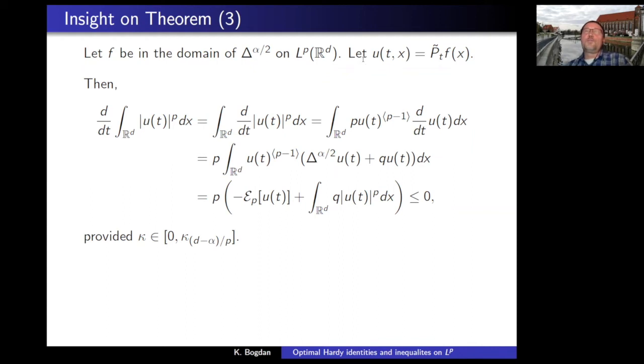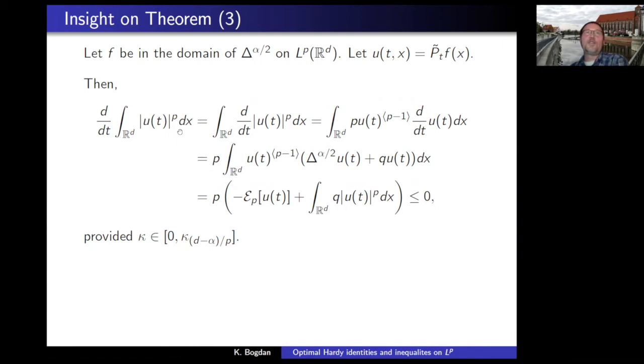I want to perform some formal calculation here. Let F be the domain of the fractional Laplacian on L^p. Let u be the solution of the Cauchy process corresponding to the Schrödinger operator. So we apply the Feynman-Kac semigroup to f. Then formally, that is informally, we differentiate this expression in time.